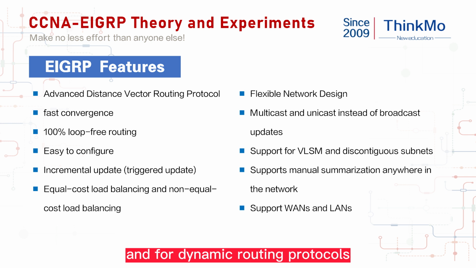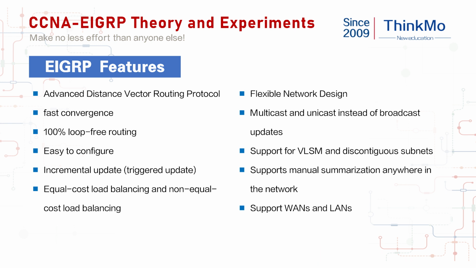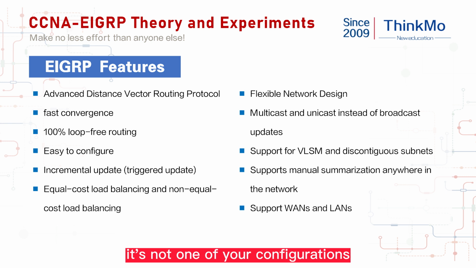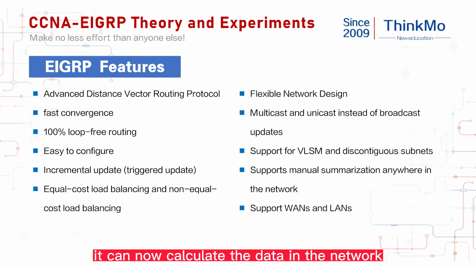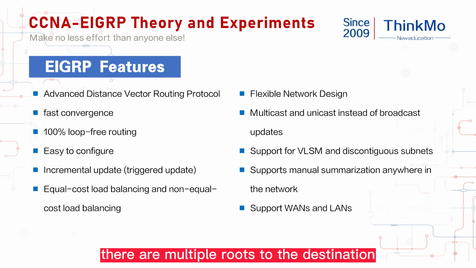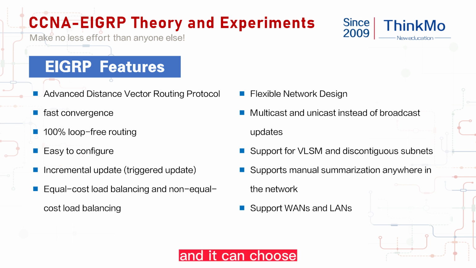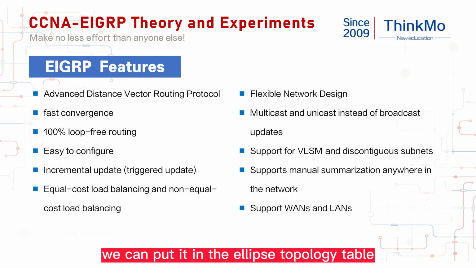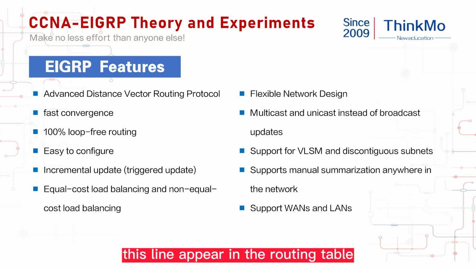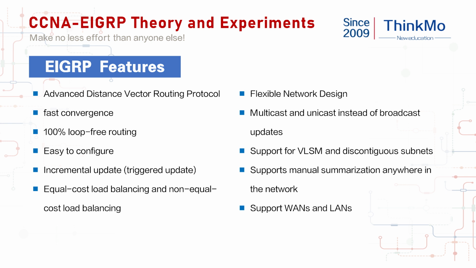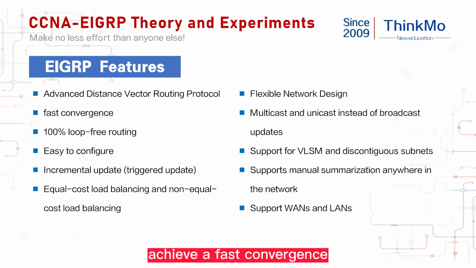For dynamic routing protocols, the backup line is calculated by itself. It is calculated, not one of your configurations. So EIGRP can now calculate the data in the network. For example, there are multiple routes to the destination, and it can choose: if this line meets the principle of entering the topology table, we can put it in the topology table. If the main line fails, it can immediately make this line appear in the routing table and forward. It's a really nice mechanism. OSPF can't do it. It achieves fast convergence.